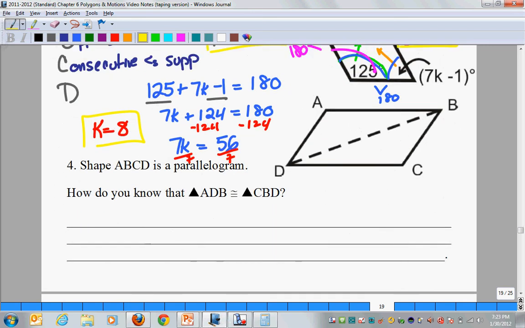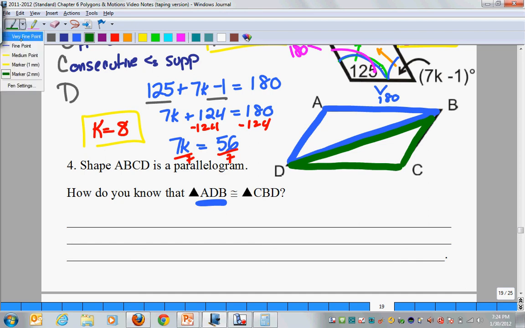Okay, last concept here. We're told ABCD is a parallelogram. How do we know that triangle ADB is congruent to triangle CBD? So here we have CBD. It's asking why are the triangles equal? This is actually going back from the first semester. Remember, there are 4 ways triangles can be equal, and they are side, side, side, side, angle, side, angle, side, angle, and angle, angle, side.